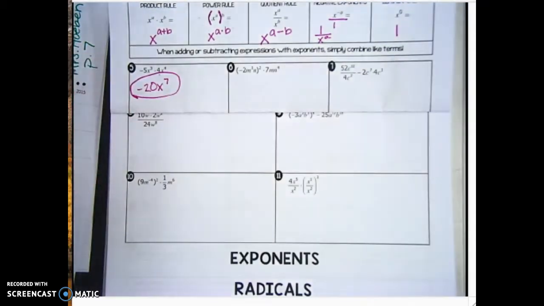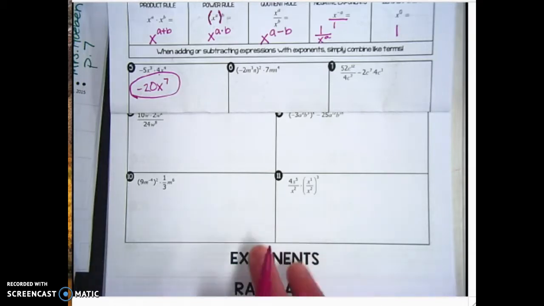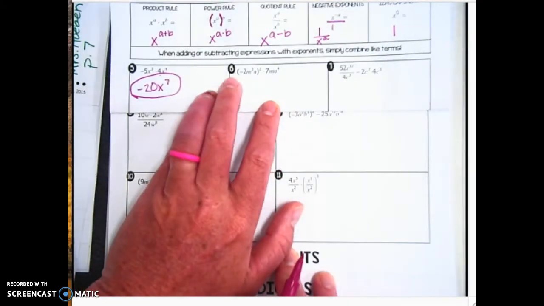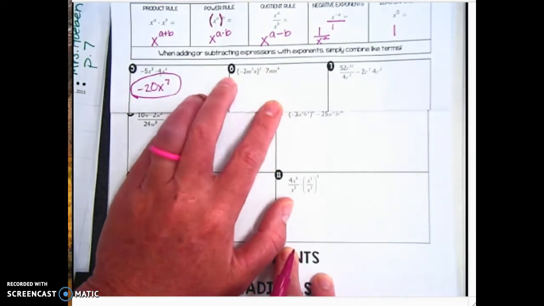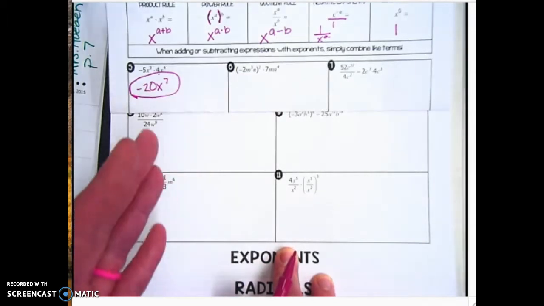So the answer is negative 20x to the 7th. Some of these are only one step. Some of them are like 2, maybe 3. They're a lot shorter than what we looked at yesterday. Okay, box number 6. I see a set of parentheses, so it's probably going to be what rule?